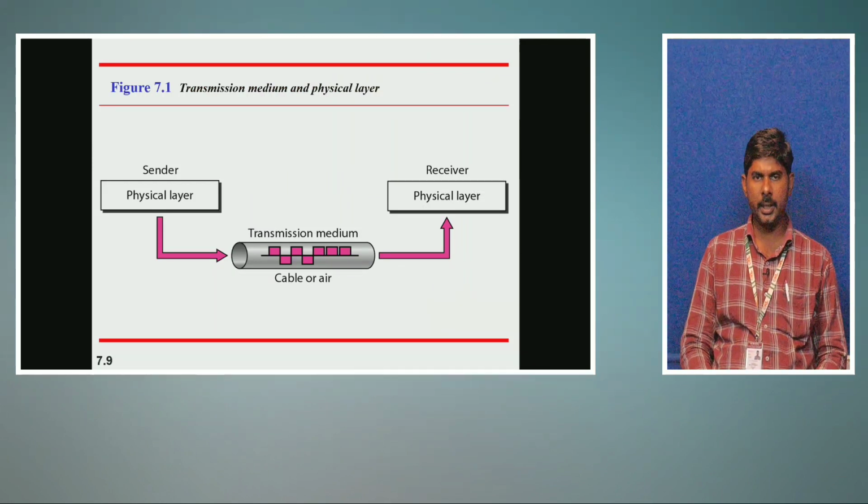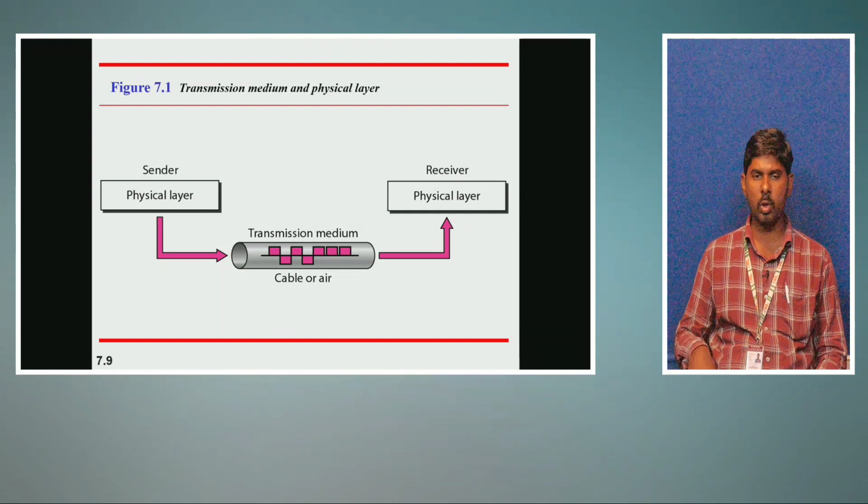So, transmission media and physical layer. If you want to transmit, I told you in the case of physical layer, data will be transmitted in the form of bits. So the physical layer will transmit the bits. Those bits will be transmitted through a transmission media, which is either a cable or we are transmitting in the air. At the receiving end, the receiver physical layer will receive those bits.